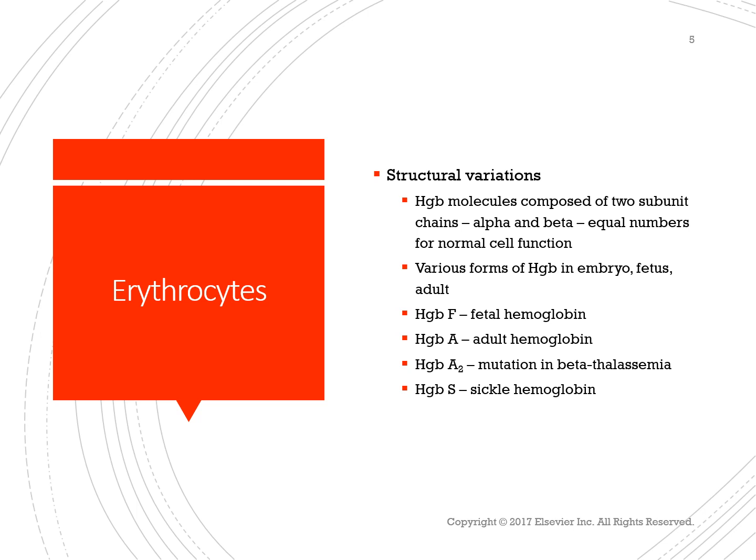Structural variations. Hemoglobin molecules are composed of two subunit chains, so they're either alpha or beta, and there should be equal numbers for normal cell function. There are various forms of hemoglobin when we look at embryos, fetuses, and adults. So we have hemoglobin F, which is the fetal hemoglobin, hemoglobin A, which is the adult hemoglobin, hemoglobin A2, which is a mutation we see in beta thalassemia, and hemoglobin S that we see in sickle hemoglobin.